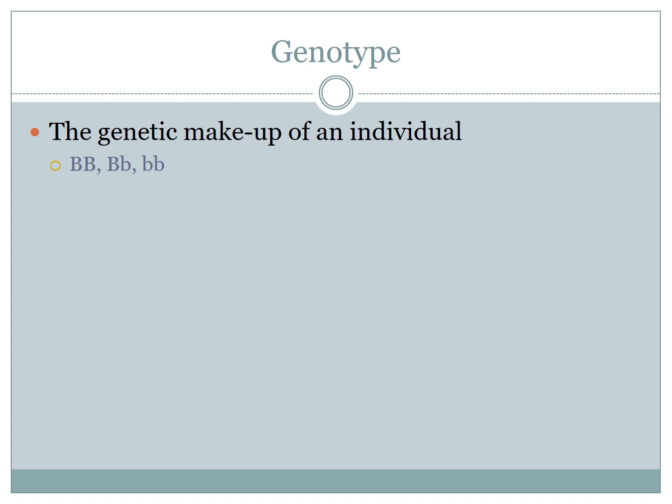The genotype is the actual makeup of an individual. For our gene for eye color, the genetic makeup of an individual could be homozygous dominant, which means they have two copies of the allele for brown eyes, heterozygous, which means they have one allele for brown eyes and one for blue, or they could be homozygous recessive, which means they have both alleles for blue eyes.